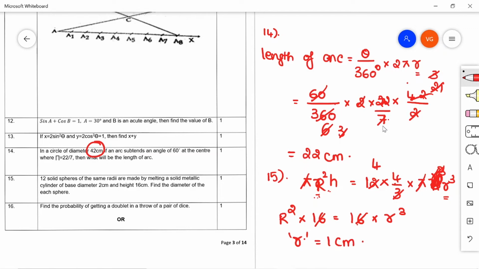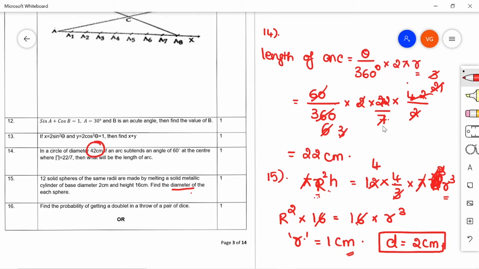Read the question again. They have not asked for the radius here. Check it out. This is a diameter. So the diameter of each sphere should be equal to 2 centimeters. So I am telling you again, once after solving the question, just read the question again. Whether you have solved the same thing what they have asked for or anything you have left, check it out. Otherwise, simply you will lose this 1 mark here.